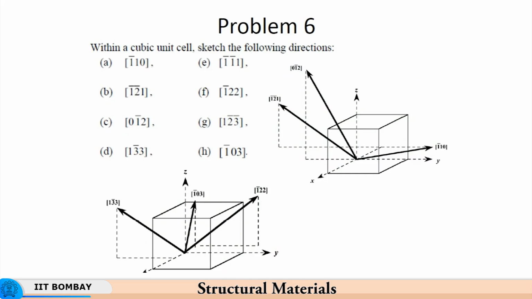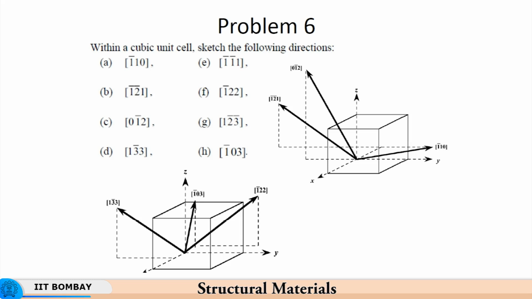Now, if you are given Miller indices, how do we sketch these directions? This is shown in this problem. So, within a cubic unit cell, sketch the following directions. You have bar 1 1 0, 1 bar 2 bar 1, 0 bar 1 2. So, what is the procedure? Now, you know that if you want to take bar 1 1 0, then you have this unit cell with an origin here. So, x is bar 1. So, you construct this line outwards, and then you have this positive y. So, bar 1 1 0.